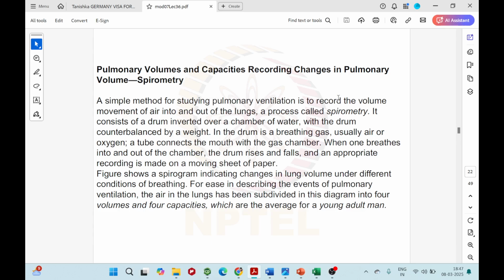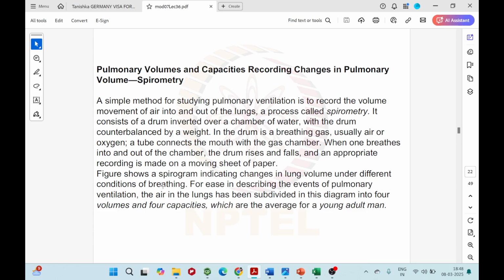This is a process called spirometry, and it consists of a drum inverted over a chamber of water, with the drum counterbalanced by a weight, and in the drum is a breathing gas, usually air or oxygen. A tube connects the mouth with the gas chamber. When one breathes in and out of the chamber, the drum rises and falls, and an appropriate recording is made on a moving sheet of paper.